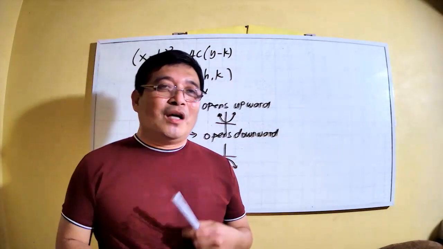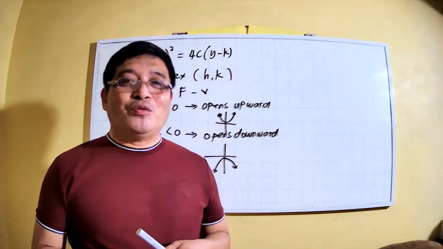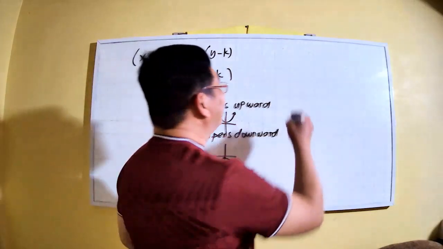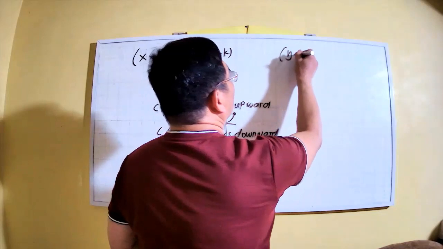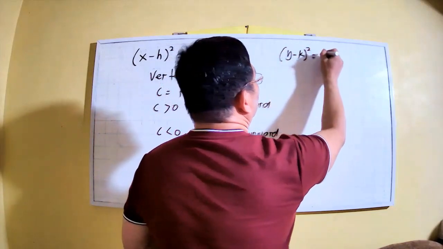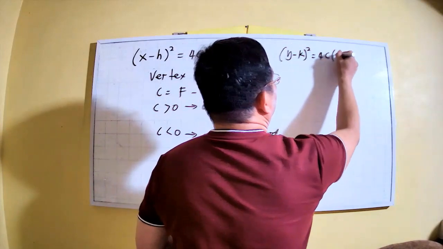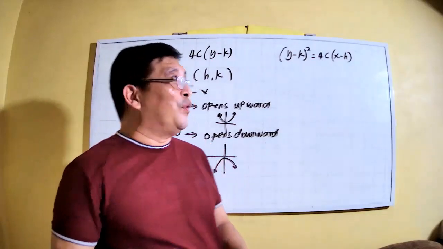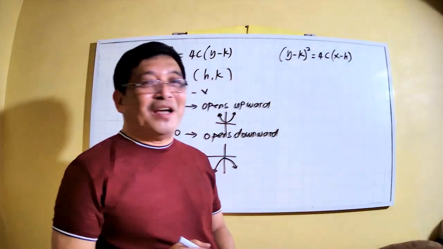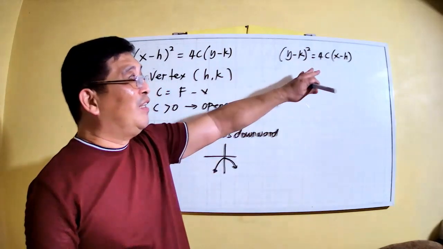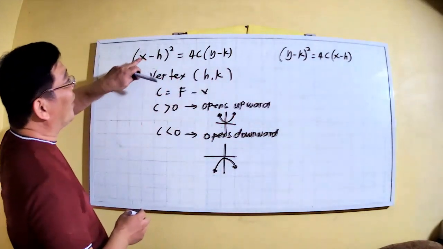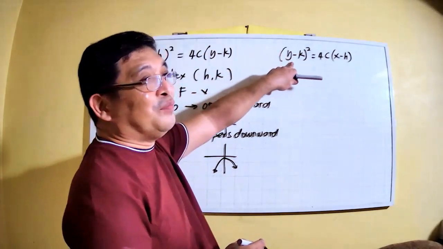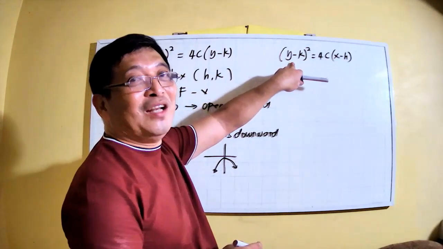Another set of equation of parabola in standard form is when the parabola opens to the left and opens to the right. Ano ba yung gagamitin natin? We have here (y minus k) squared is equals to 4c times (x minus h). So ito naman yung gagamitin natin. Tingnan nyo yung difference ng dalawa. Pagka yung x yung naka-square, it's either opens upward or downward. Pagka y yung naka-square, it's either opens to the right or opens to the left.